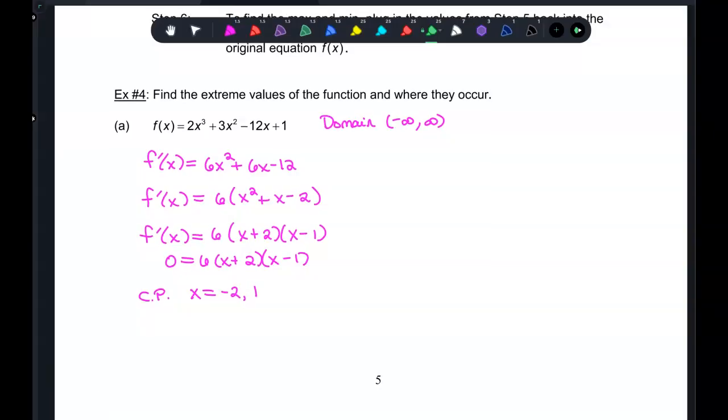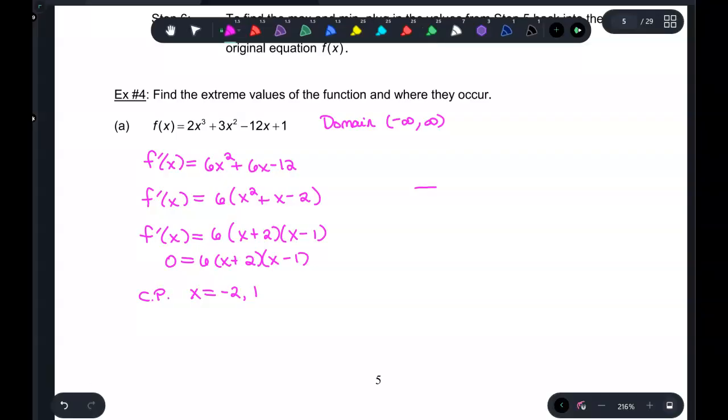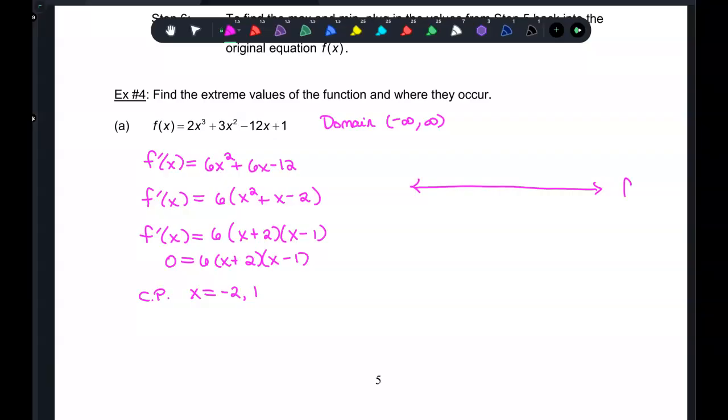Okay, I want you to make a number line. Leave a little bit of space above the number line. I'm going to label it f prime. It's really important to label f prime versus f versus the second derivative later. Okay, I want to place on there my critical points, -2 and 1. And it's going to go from negative infinity to infinity. You don't have to put this on here. I just like to because when we write our interval notation, it's a little reminder.